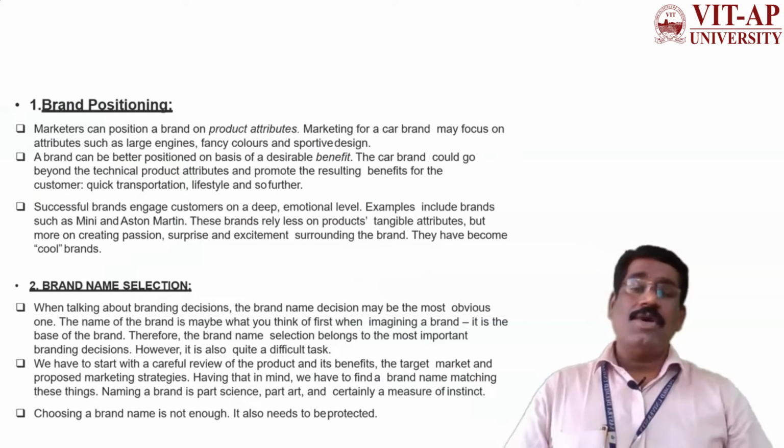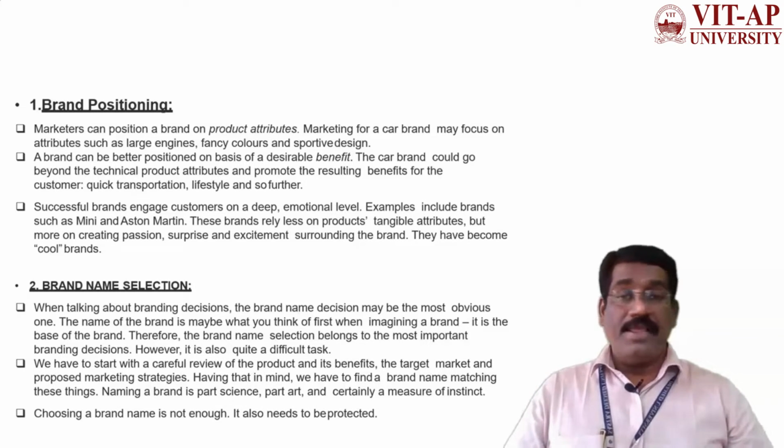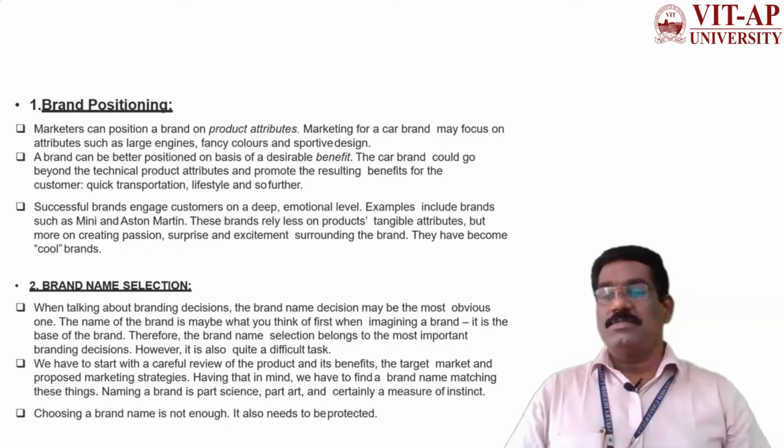So let's go into detail about what brand positioning is. Marketers can position a brand on product attributes. Marketing for a car brand may focus on attributes such as large engines, mileage, fancy colors, sporty designs, or aerodynamic designs. And a brand can also be better positioned on the basis of desirable benefits. For example, a car brand could go beyond the technical product attributes and promote the resulting benefits for the customer: quick transportation, lifestyle, and so forth.